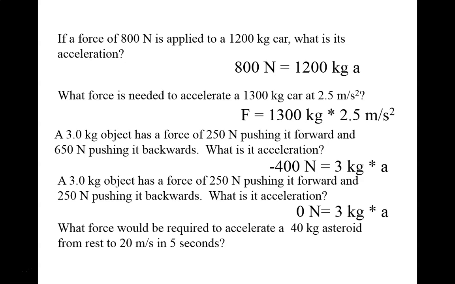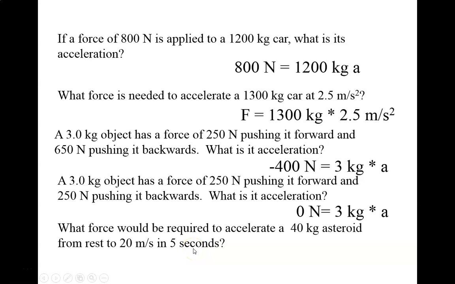Lastly, what force would be required to accelerate a 40 kilogram asteroid from rest to 20 meters per second in 5 seconds? Well, if I'm going to solve this, I'm going to be using F equals ma. Other than F of g equals mg, F equals ma is our equation for this unit. We're trying to figure out the force, which means we need the mass, which we're given as 40, and the acceleration, which we need. But we're not given the acceleration. We're given an initial velocity, a final velocity, and a time.